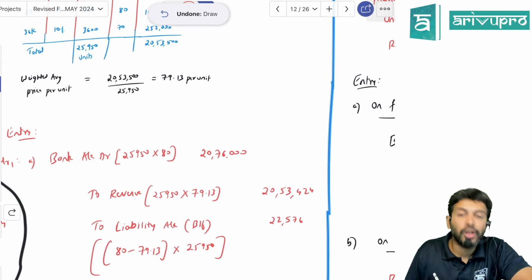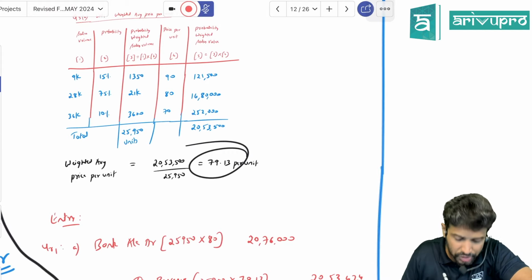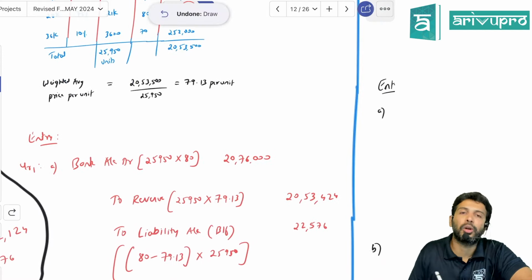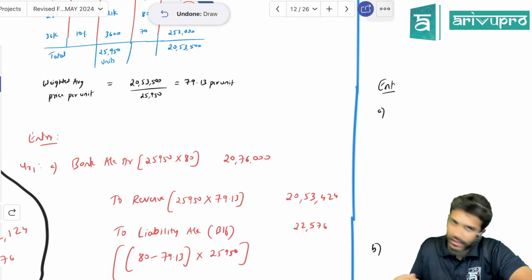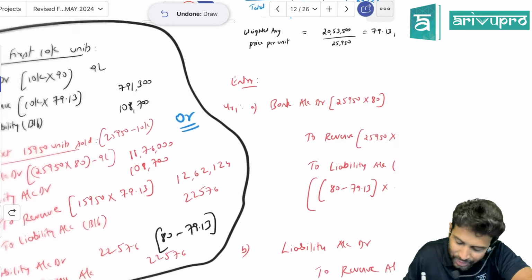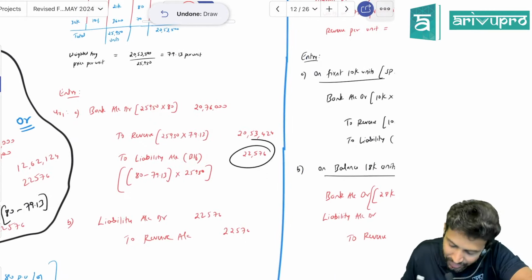So this is bank, to revenue. Revenue you will book on price or not? Revenue you will book based on the weighted average price per unit, which is 79.13. So on one unit, the revenue is 79.13. On 25,950 units, how much? So this is the revenue we'll pass. Then the journal entry will not match. There will be a difference. What will be the difference? The same 22,756. If you check here, the second entry difference is also 22,756. The same difference you will get over here.